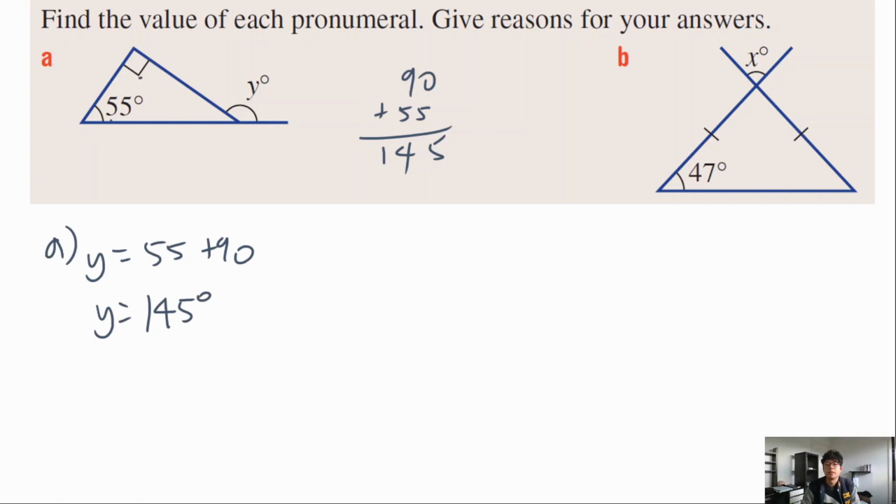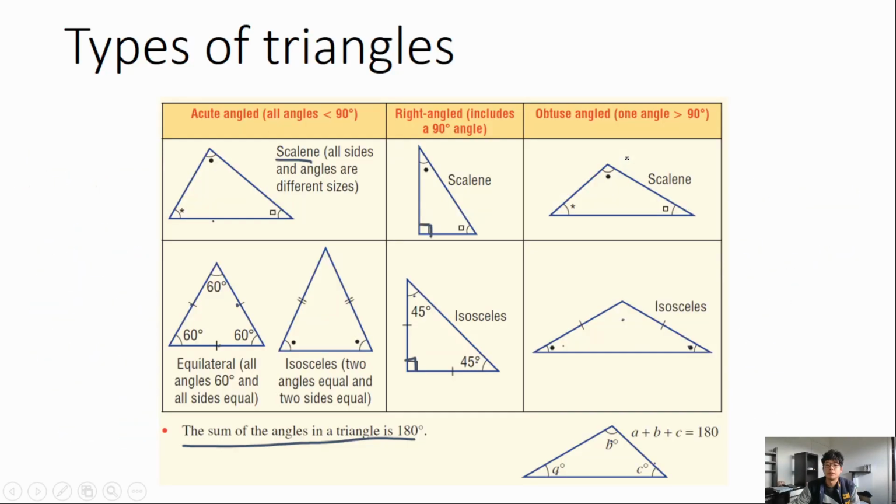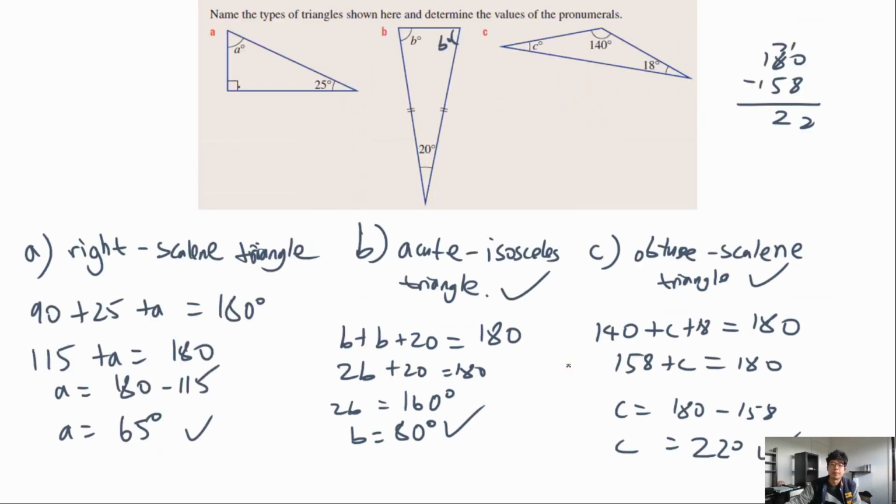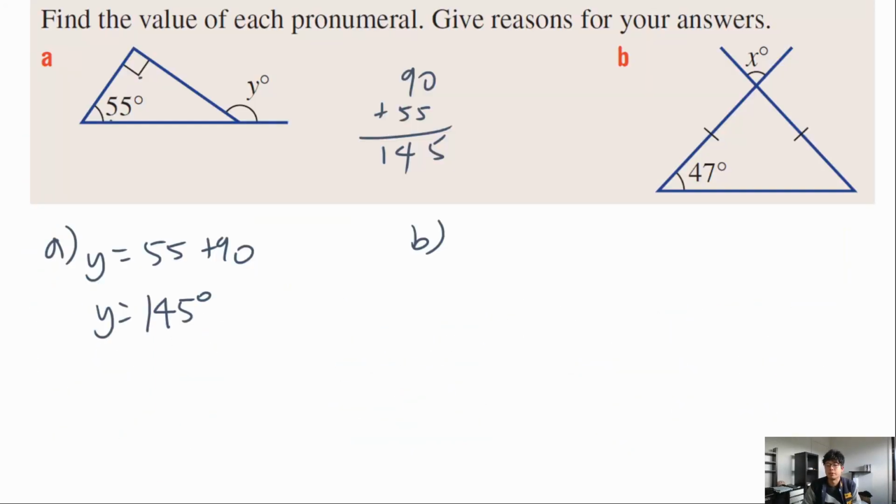For question B, this one is a little bit more difficult. It doesn't actually use the exterior angle theorem. It uses your knowledge about vertically opposite angles. So make sure you know this one. Remember, vertical opposite angles are equal. So keeping that in mind, let's have a go at this question.